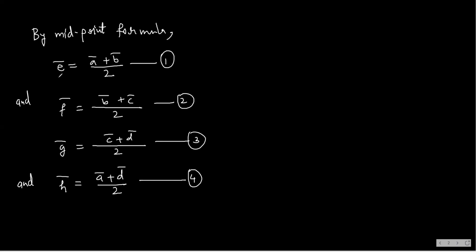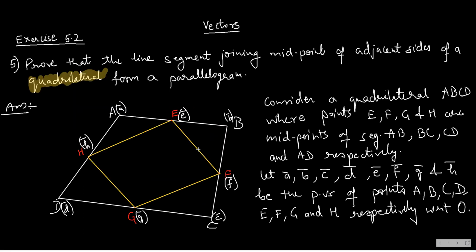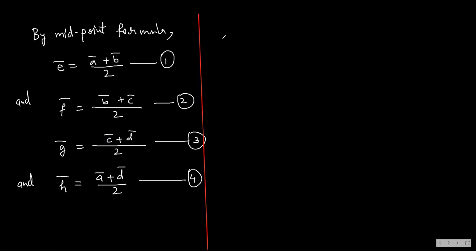Now, after getting these position vectors, I have to somehow incorporate EF. I want to get the EF vector. You understand? Vector EF. So EF bar equals, as you know, the displacement vector EF bar will be F bar minus E bar. So that is F bar minus E bar.